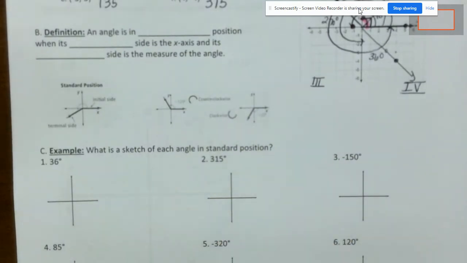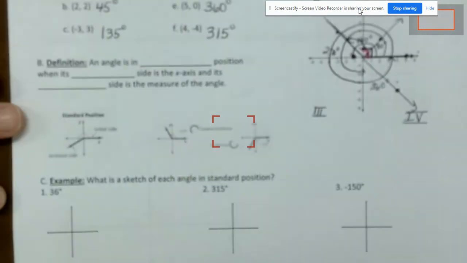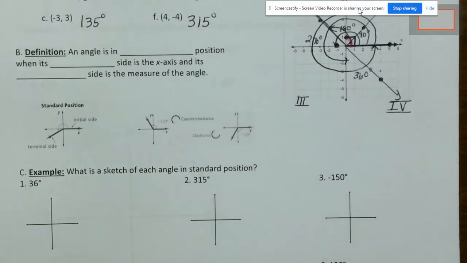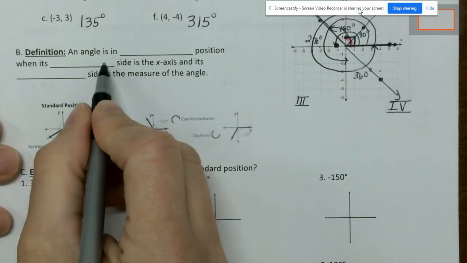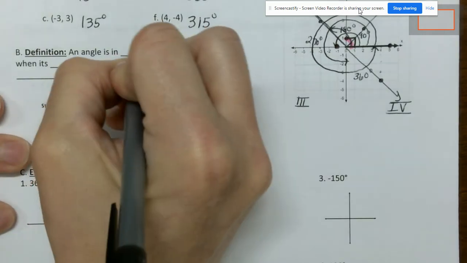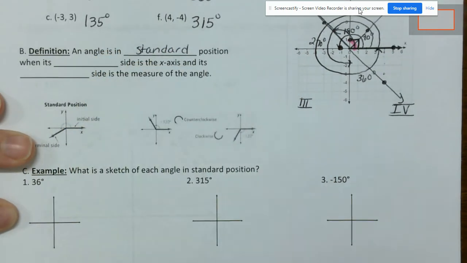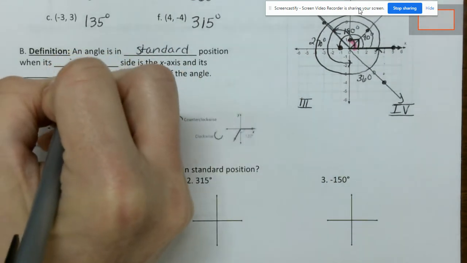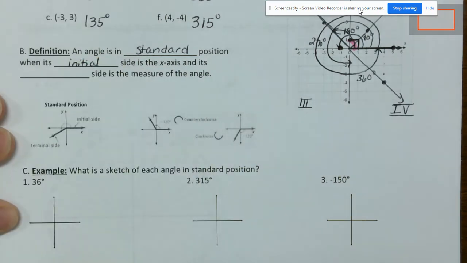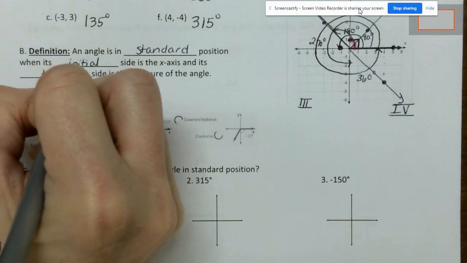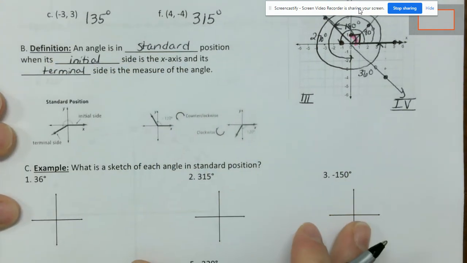To continue looking at angle measures here. In this video, we're going to talk about an angle that is in what we call a standard position. So that's this definition we're going to get here. An angle is in standard position when its initial side is the x-axis and its terminal side is the measure of the angle.